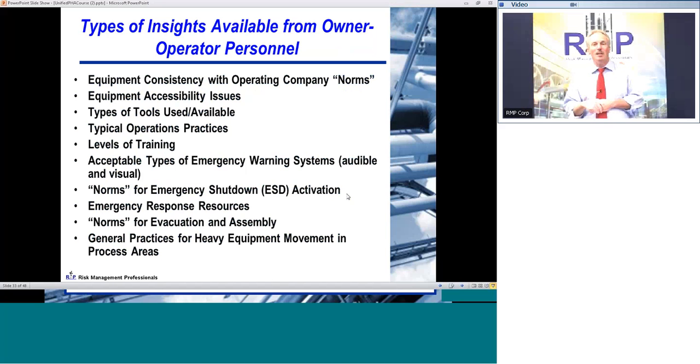Equipment accessibility issues. They can understand what they need to do in the field a lot better. What kind of tools do they normally use? Metric versus English units, all sorts of things in terms of the infrastructure of how they do their operations job, the tools they have, and how they maintain and operate a facility. What their operations practices are, levels of training. What are they trained to do? What type of emergency warning systems do they have?